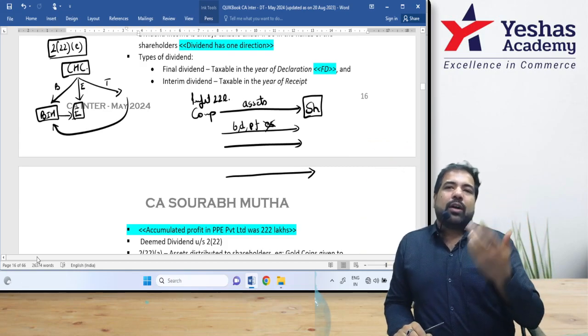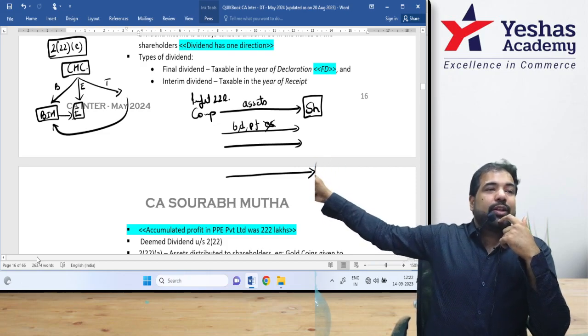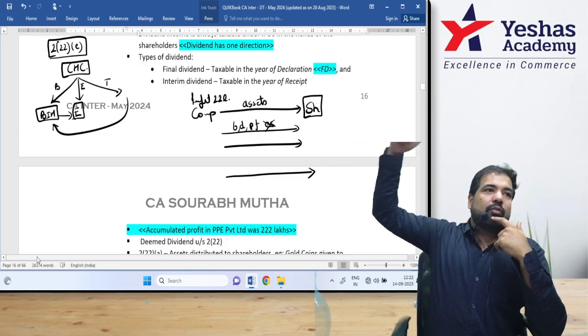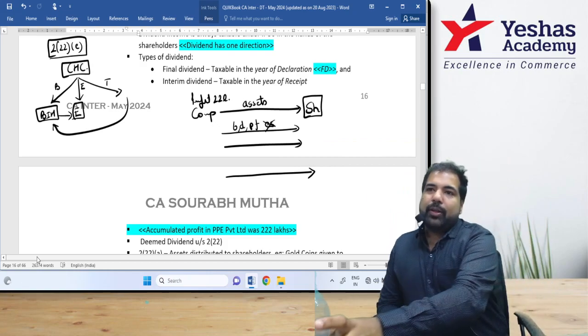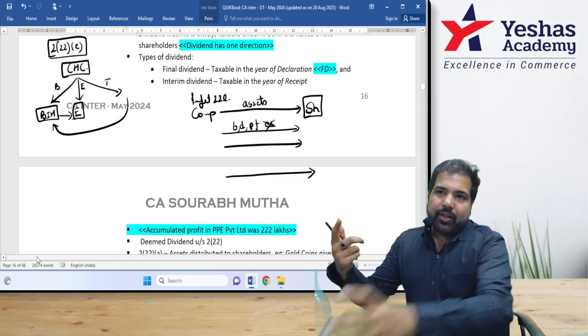Guys, tell me, is a loan taxable? Should a loan be taxed? No. But here you're just calling it a loan. Actually, it is what? Dividend, because profit has gone from the company to the shareholder. What if you repay the loan? What if you pay interest?